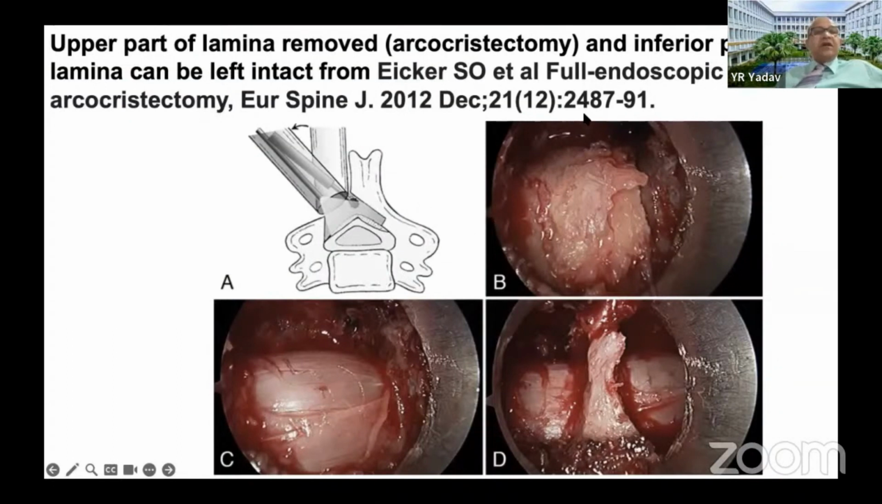This was done by Acker et al. In 2012, they said to leave the caudal portion. So remove the cranial half, which is causing more compression, and also remove the ligamentum flavum.